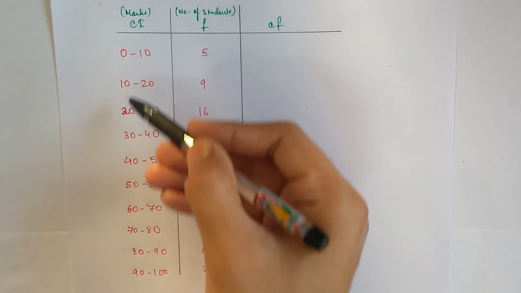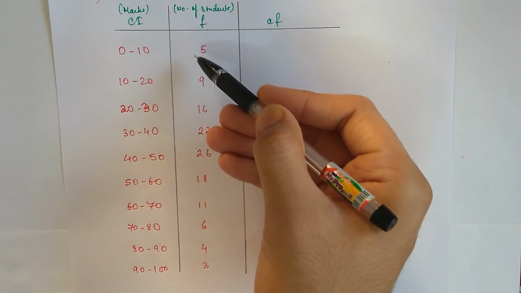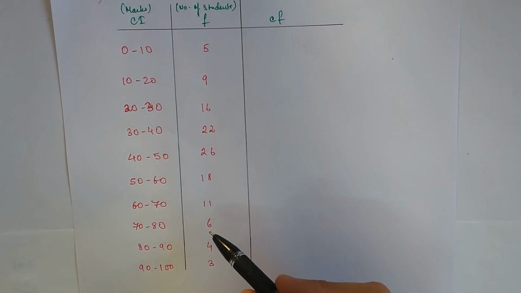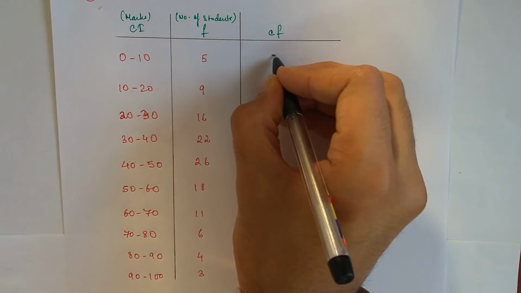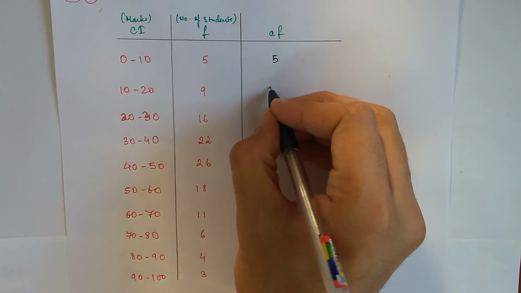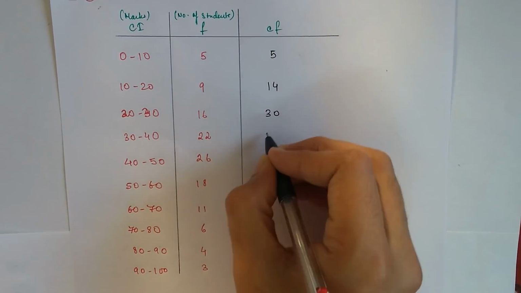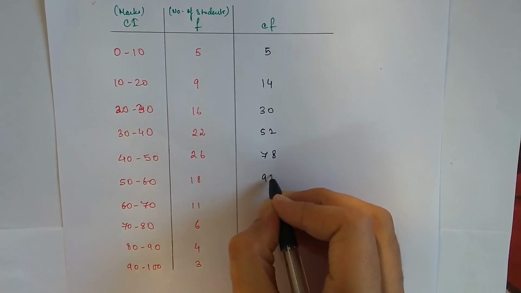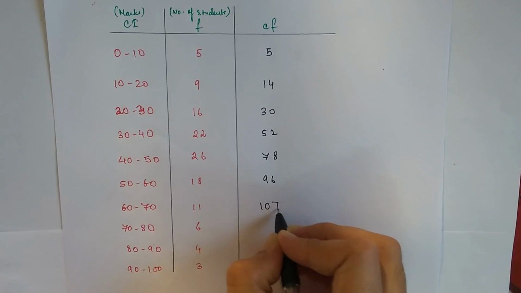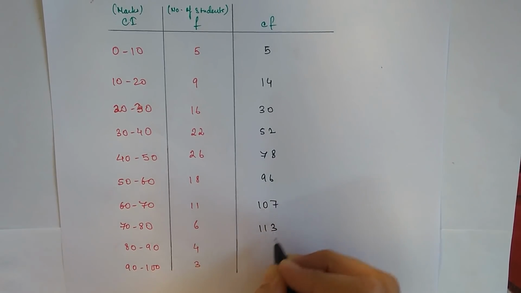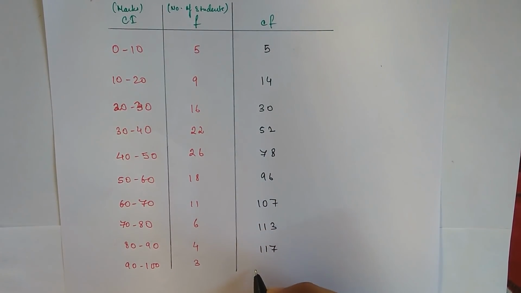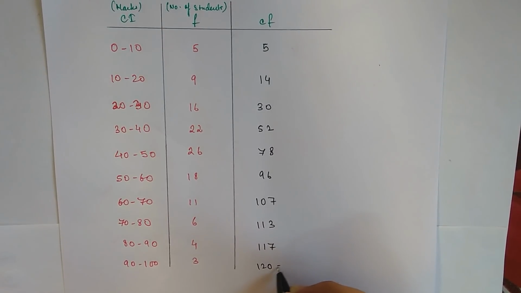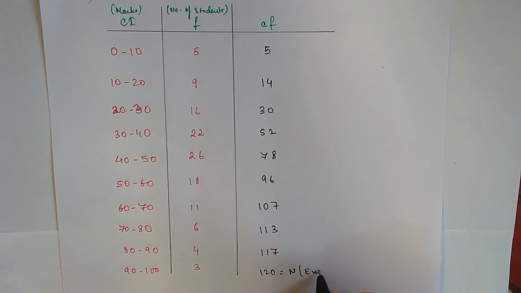So we have written the data over here. We have the marks, which is the class interval. We have the number of students, which is the frequency. First of all, let's calculate the cumulative frequency. 5 over here, 9 plus 5, that's 14, 30, 52, 78, 96, 107, 113, 117 and 120. This 120 is equal to n, which is even.